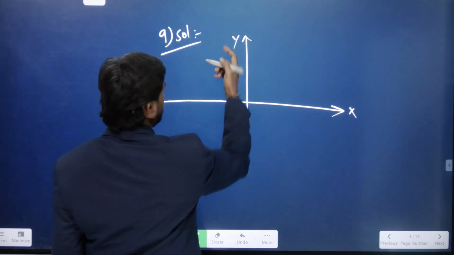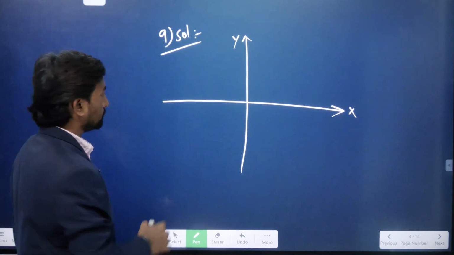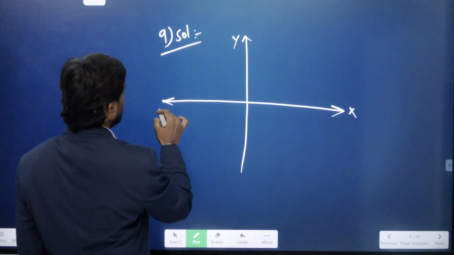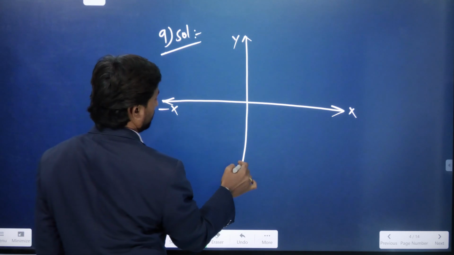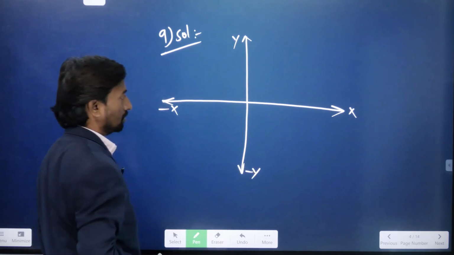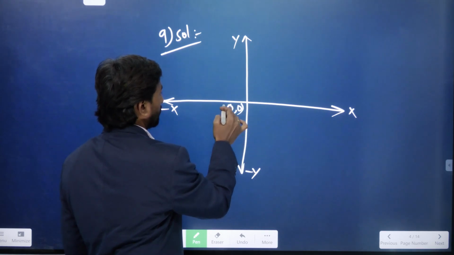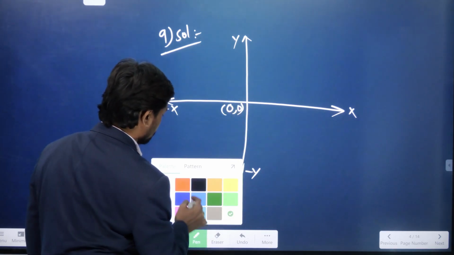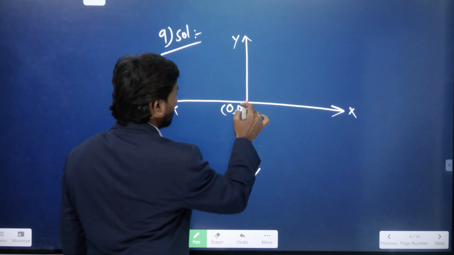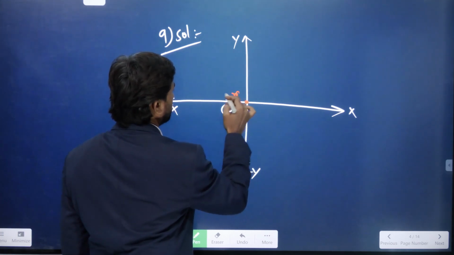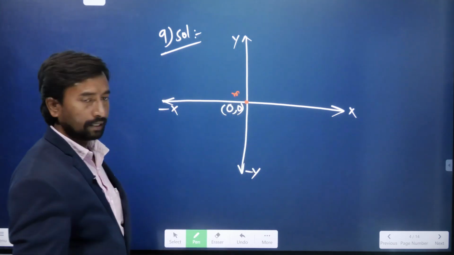The positive x-axis and positive y-axis. This will be the negative x-axis and this will be the negative y-axis, and this is the origin (0, 0). And now here at this point, a mass m has exploded.